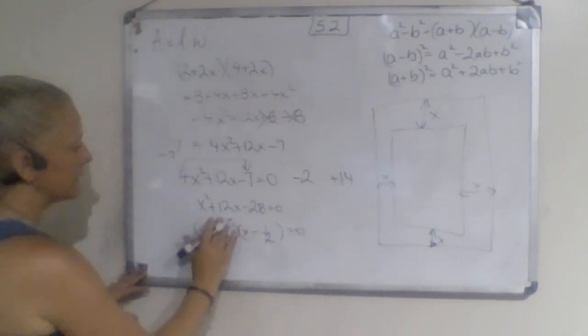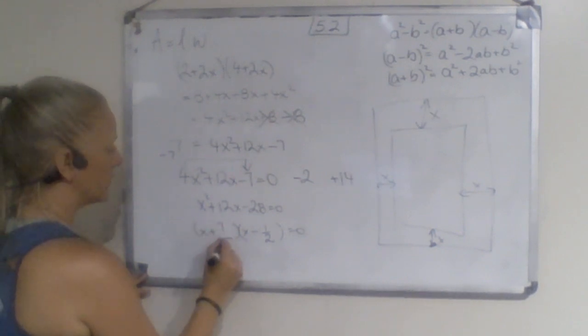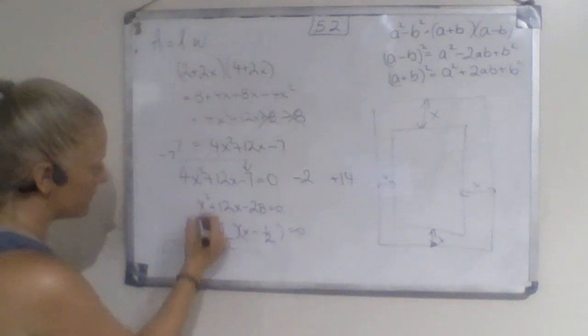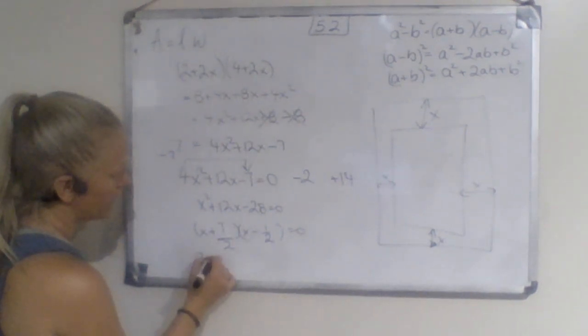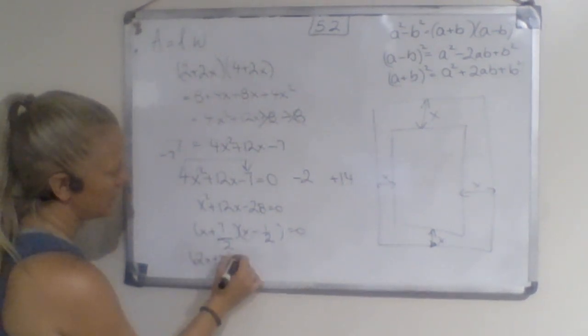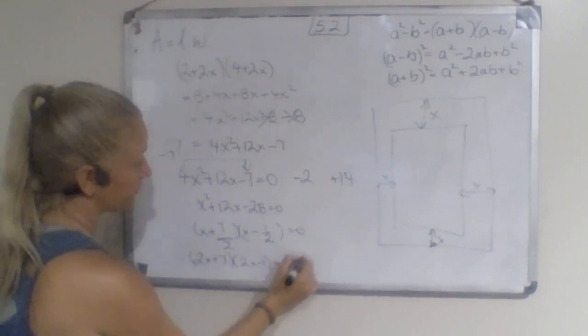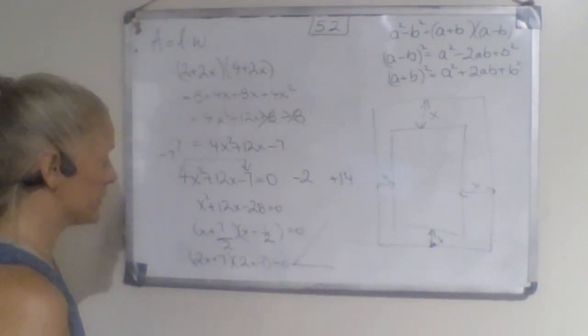14 over 4 is 7 over 2. None of these divide equally, right? They don't. So the 2 comes in front. This becomes 2x plus 7. And then 2x minus 1 needs to equal 0. Which means we have two options.